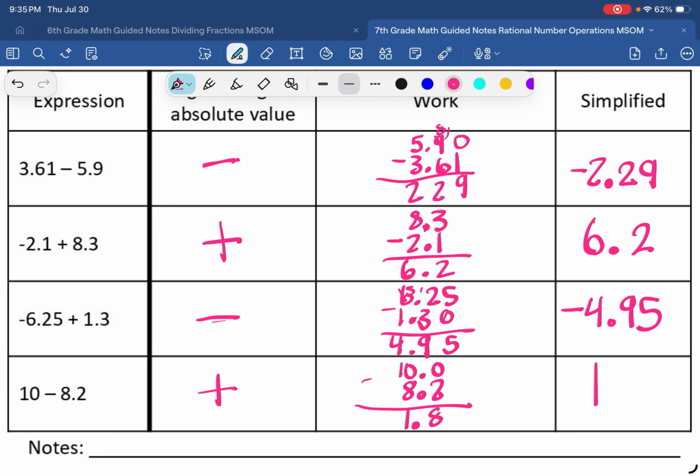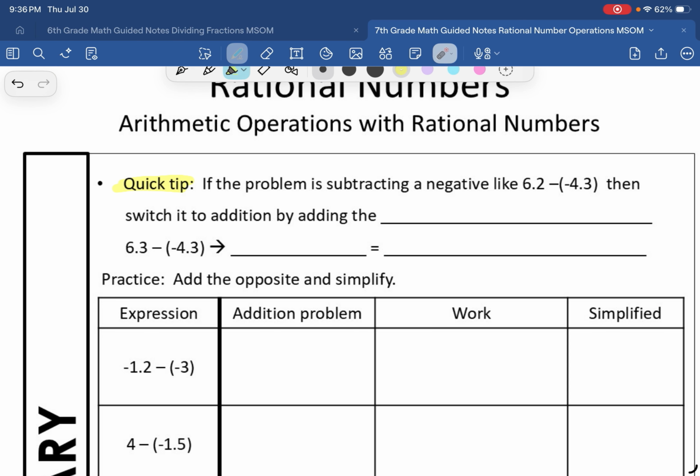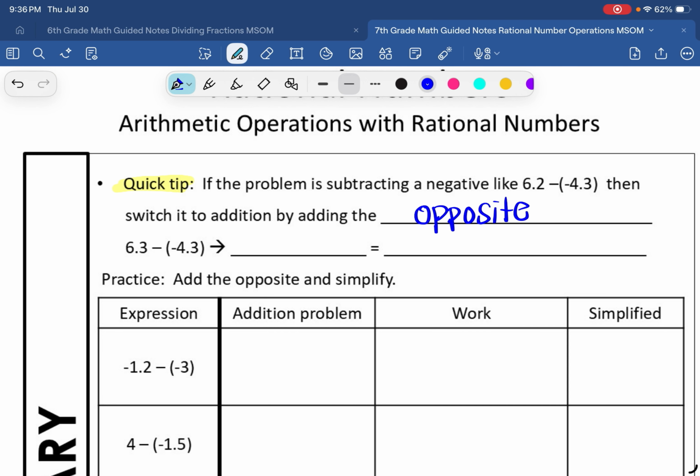So 1.8. Quick tip: if the problem is subtracting a negative, like 6.3 minus a negative 4.3, then switch it to addition by adding the opposite. So 6.3 minus a negative 4.3 will become 6.3, then you're going to add the opposite of a negative 4.3, which is 4.3. And then you can add 6.3 plus 4.3, and that will give you 10.6.